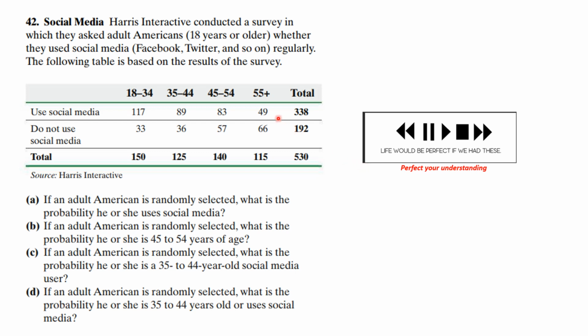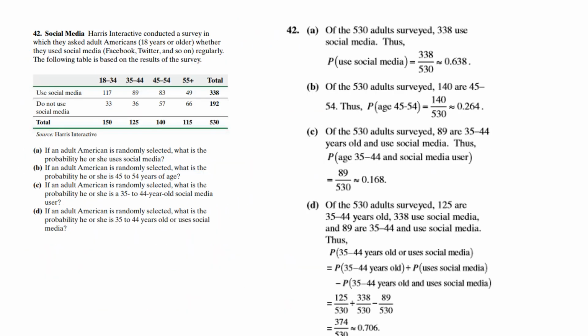Here is a survey about social media, and it's showing a contingency table, and so it's how much do you use social media based on your age. You know what to do and when to do it. Let's see how you did. This is your answer for the first one. This is your answer for 2, or B. This is your answer for C. And your answer for D is down here.